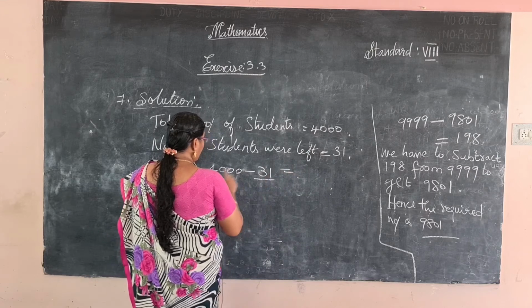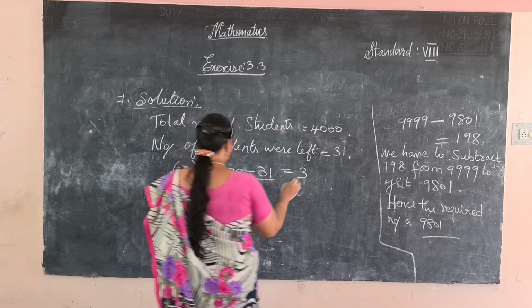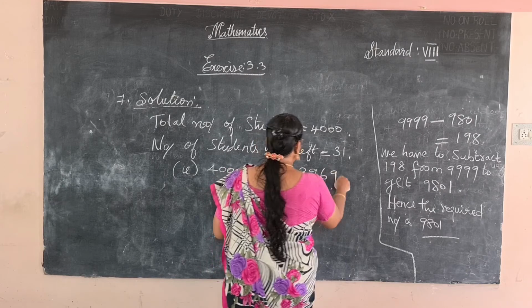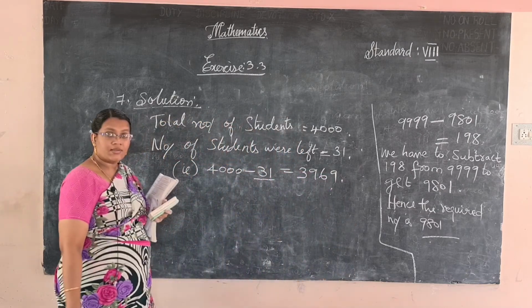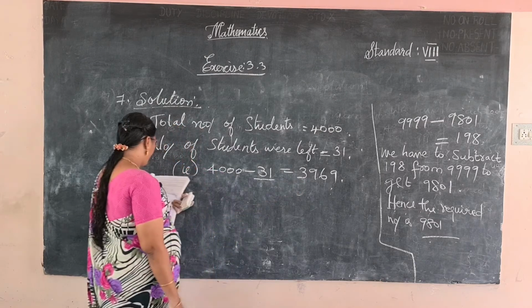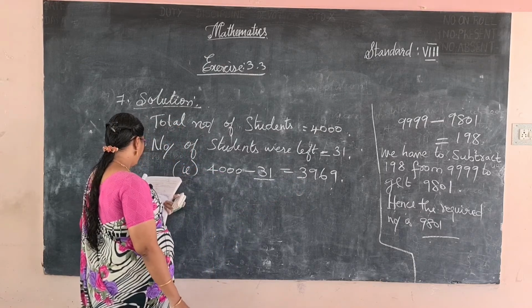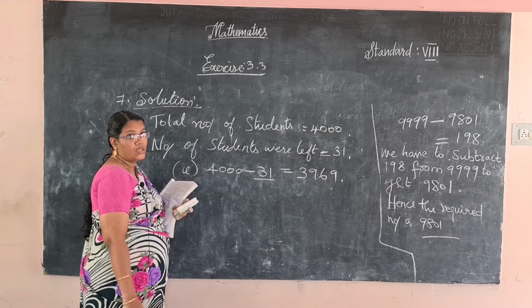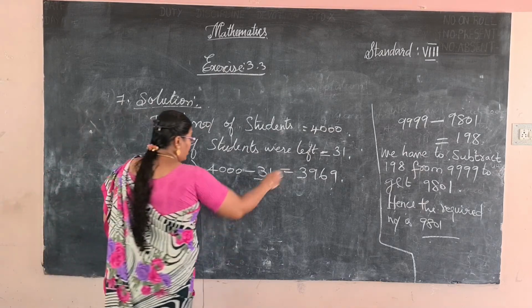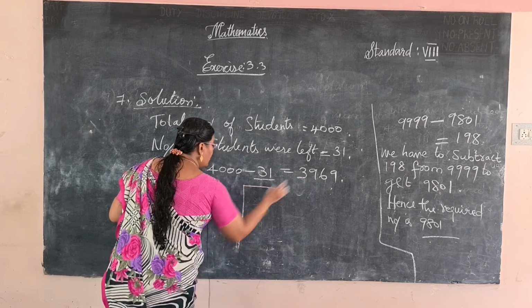So what is the value? 3,969. Okay. So now find out the square root. What are we finding? Find the number of rows and columns. So we have to find the square root of this value.